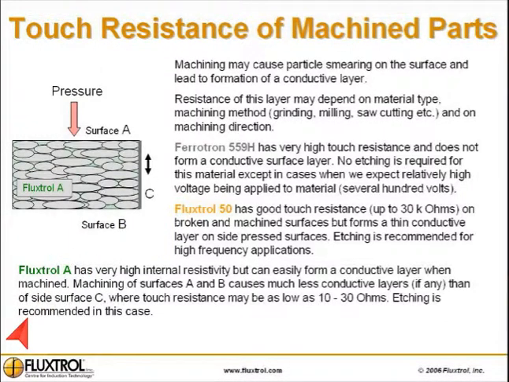Fluxtrol A has very high internal resistivity, but can easily form a conductive layer when machined. Machining of surfaces A and B causes much less conductive layers, if any, than of side surface C, where touch resistance may be as low as 10 to 30 ohms. Etching is recommended in this case.